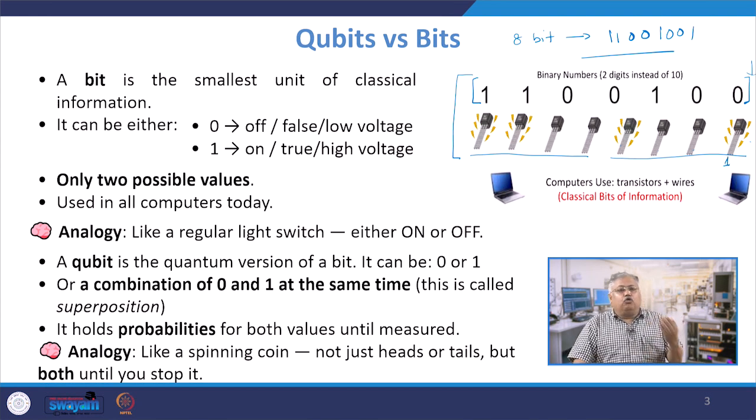However, a qubit is the quantum version of a bit. A qubit can be 0 as well as 1. It can be read as either 0 or 1, and this is where the principle of superposition comes into the picture: you can also have a combination of 0 and 1 at the same instant of time, with appropriate weight attached to it.